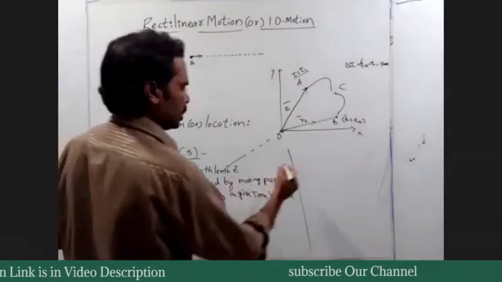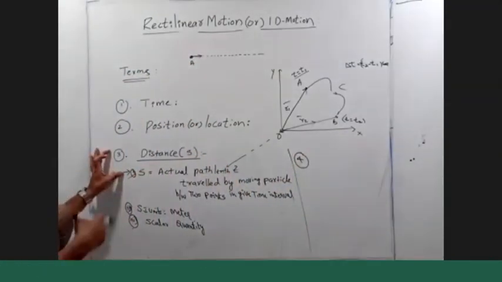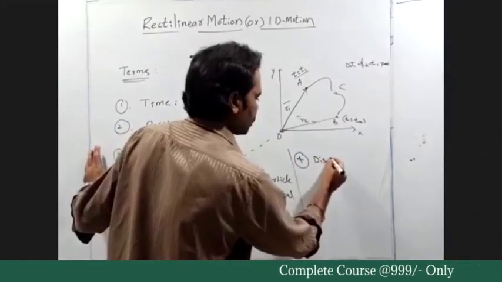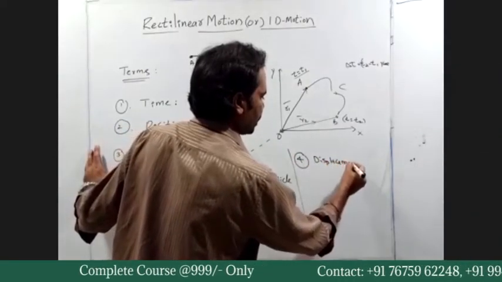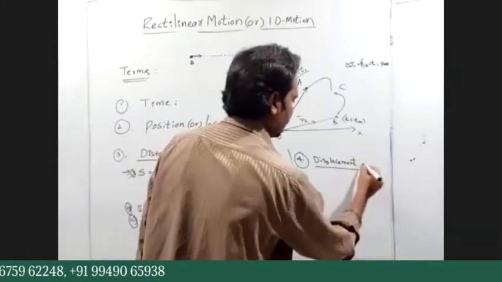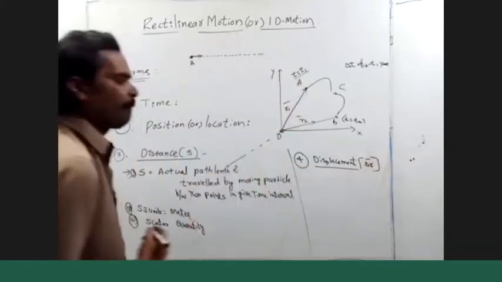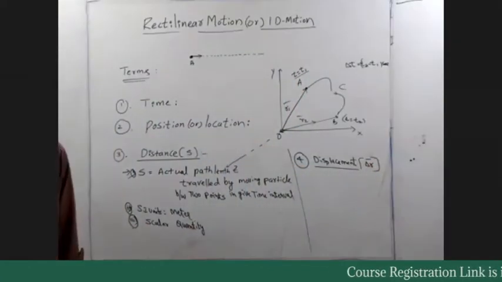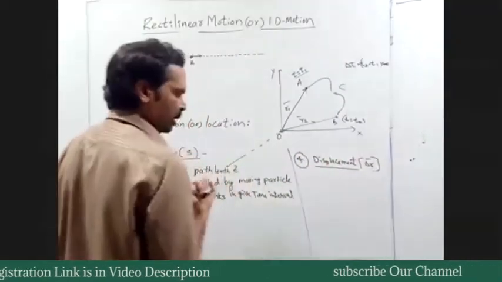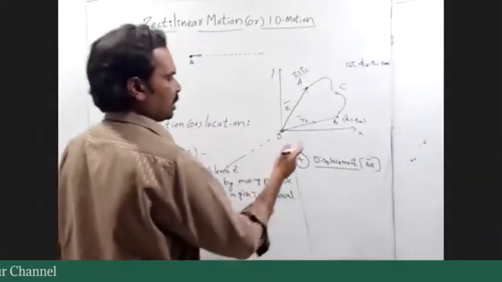This is a third parameter we have to use. The next one is displacement. The next factor we are using is displacement, which we represent with delta r bar. Displacement is the change in position vector. What is the displacement here?